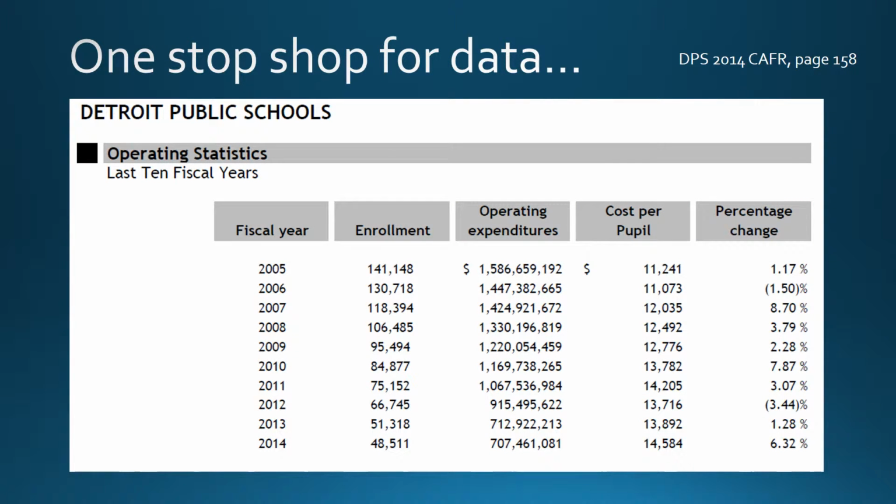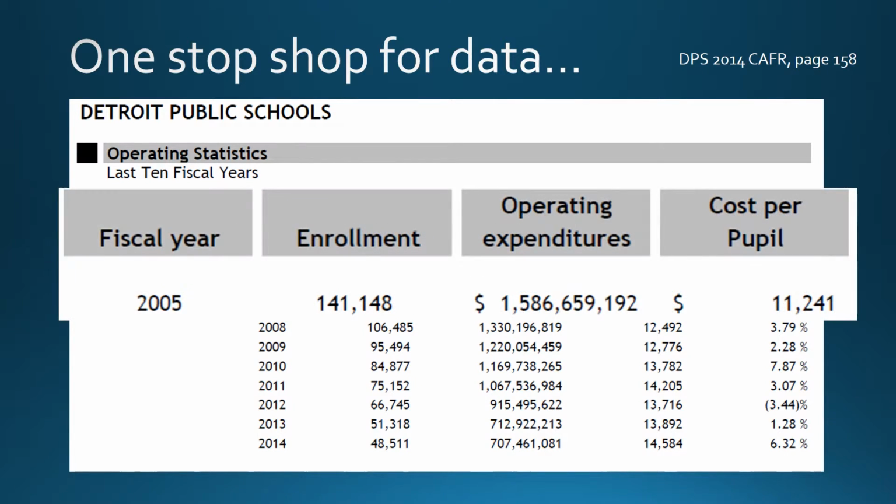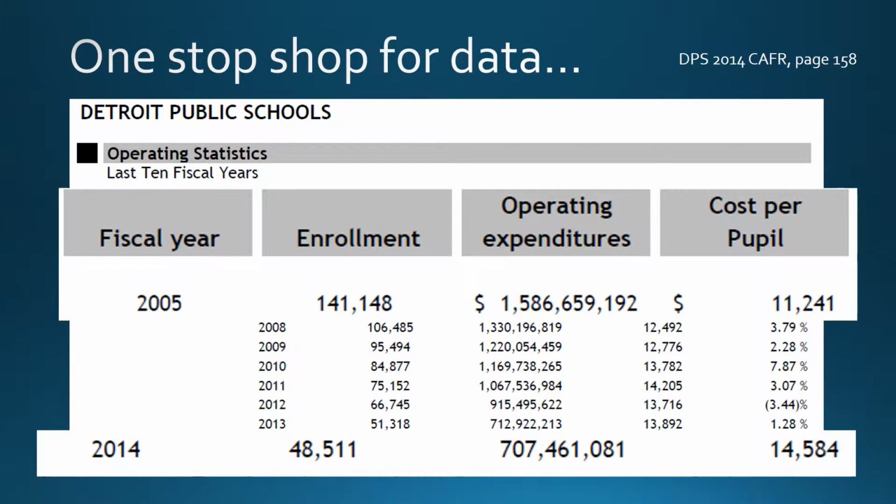CAFRs are really a one-stop shop for data. In Detroit Public Schools, they have operating statistics that are pretty useful for finding out what the enrollment was 10 years ago and how it compares to today. And they do breakdowns here of the cost per pupil from 2014 compared to 2005 and years in between.